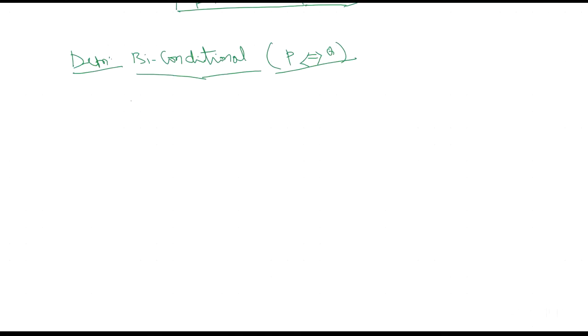So let P and Q be propositions. The biconditional P double arrow Q is the proposition that is true when P and Q have the same truth values and is false otherwise. Sometimes we write P if and only if Q. This is also defined by a truth table.